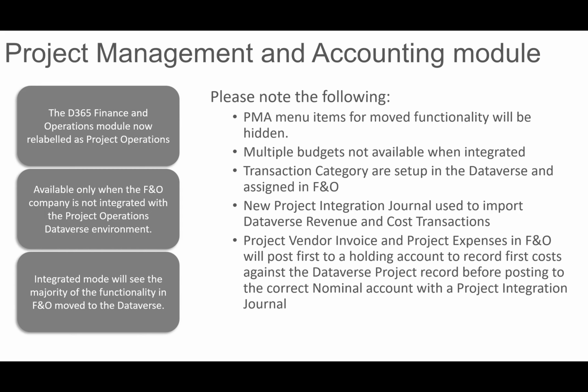Once they've hit the project in the Dataverse side, they'll then integrate back into F&O as a project integration journal. And the integration journal will reverse out the values in the holding account, the balance sheet account, and then post to the correct nominal account it needs to go to.